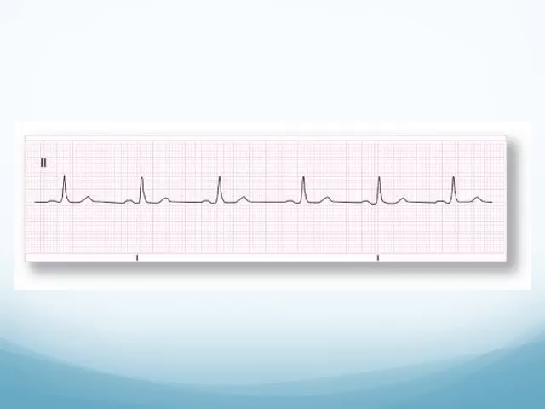So our first step here is that we want to determine the rate. Using our method, we can either take a 6-second strip and multiply it by 10, or we can count with our boxes. Looking at this third complex here, it looks like it's fairly close to a big box, so we're going to go 300, 150, 100, 75, 60, so right about 60 beats a minute.